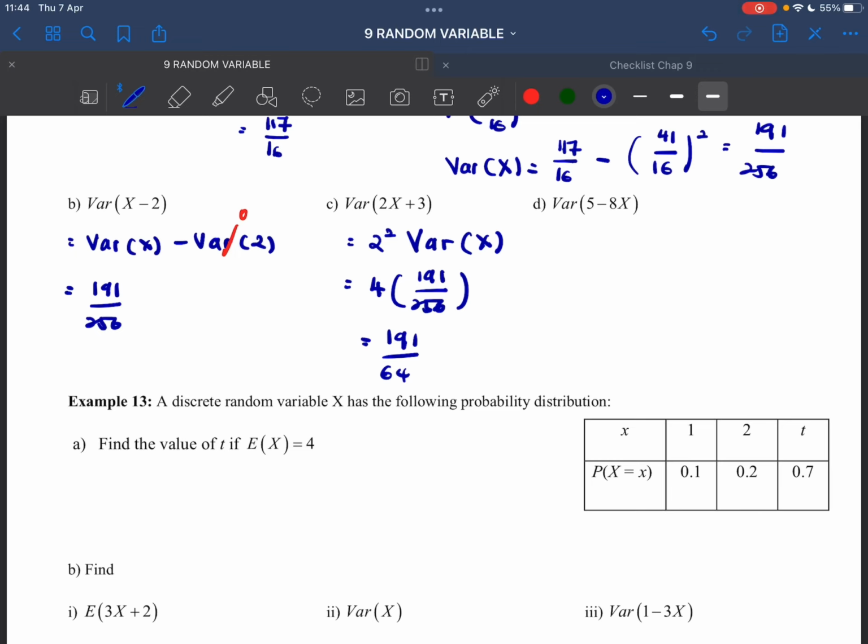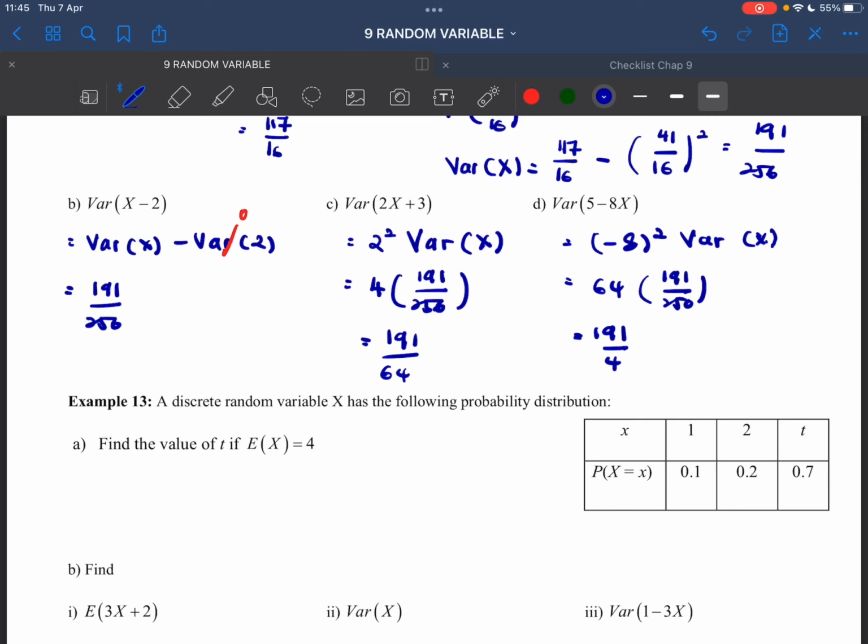Okay, the last one we have to be extra careful here. We have negative 8. The constant here, your a, is negative 8. So here it's going to be negative 8 squared times Var(X), which is 64, and Var(X) is 191 over 256, and we'll have the final answer 191 over 4.